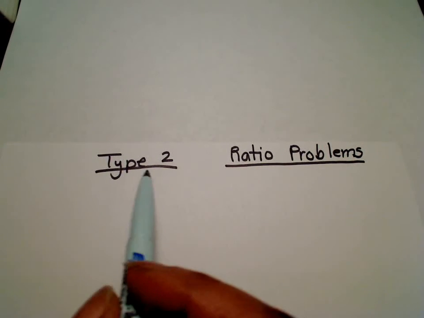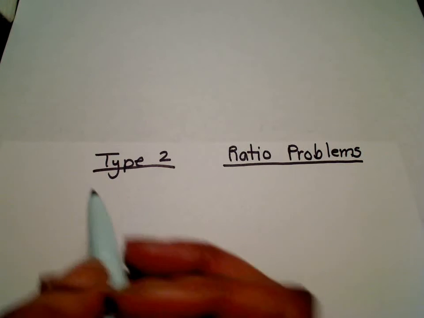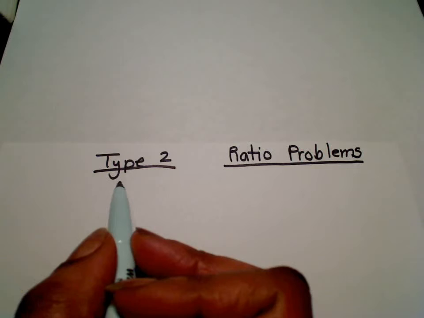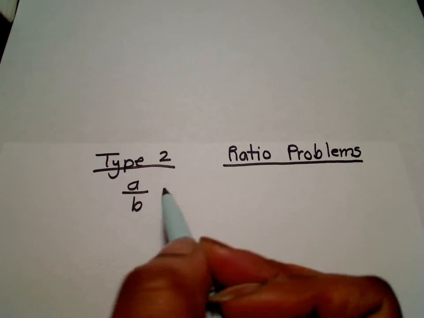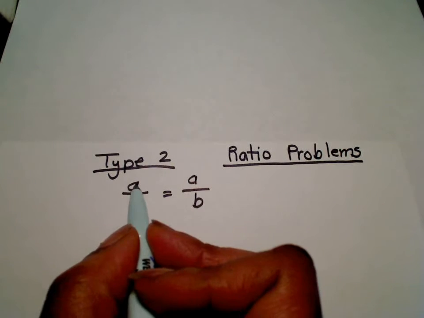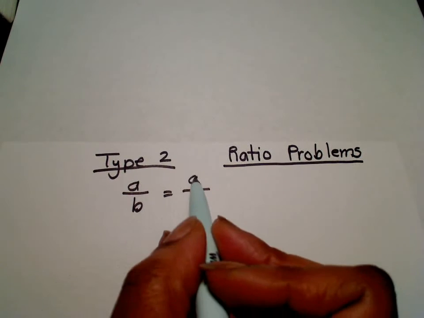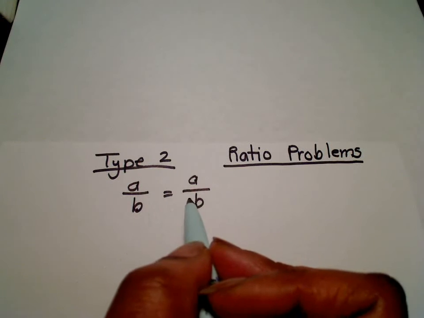Okay, now let's talk about type number 2, which are the ratio problems. The important factor about working with ratio problems is that you must make sure that your numerator on both fractions are the same. So if this is A, this would have to be B. This is A, this would have to be B. That's really important with ratio problems.